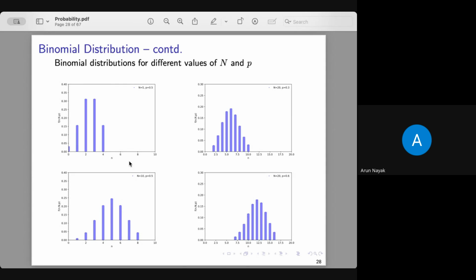The left two plots are for the same probability of success, 0.5. If you change the number of trials, you can see how the probability changes. In this case n is 5, and in this case n is 10. The right two plots have the same number of trials but the probability of success changes. The top one is 0.3, while the bottom is 0.6, and you can see how the probability of the number of successes changes.